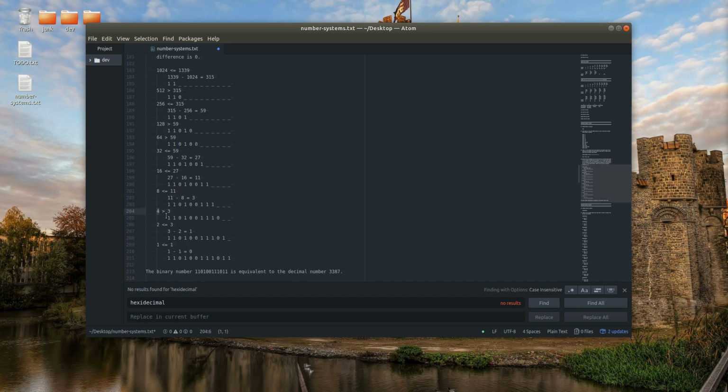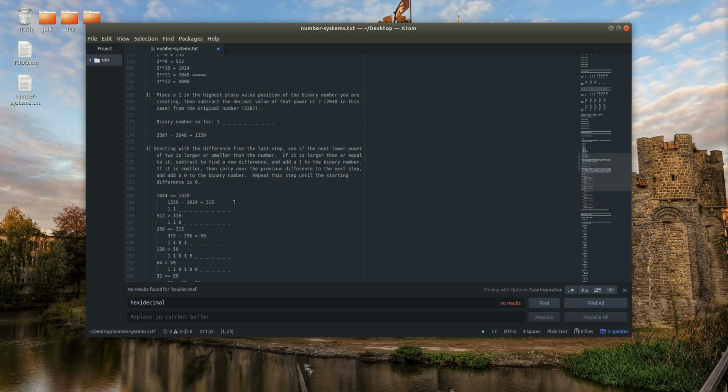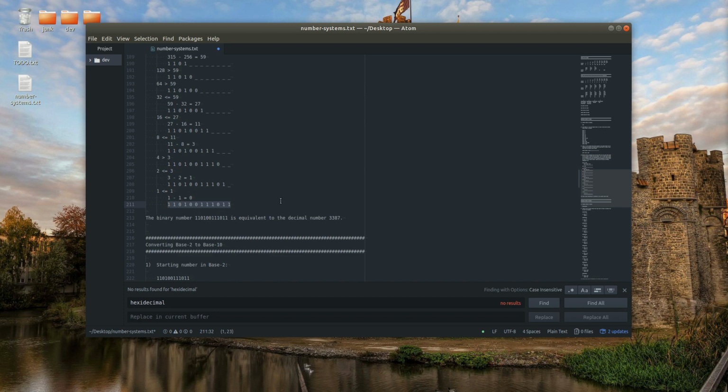Next power of 2 is 4. 4 is not less than or equal to 3. Add a 0. Next power of 2, 2 is less than or equal to 3. Add a 1 and subtract. 1 is less than or equal to 1. 1 minus 1 is 0. And you add your 1. So it's kind of a long process for large numbers, but this is essentially how the number systems work. So the binary number here, which is this number, is equivalent to the decimal number 3,387.